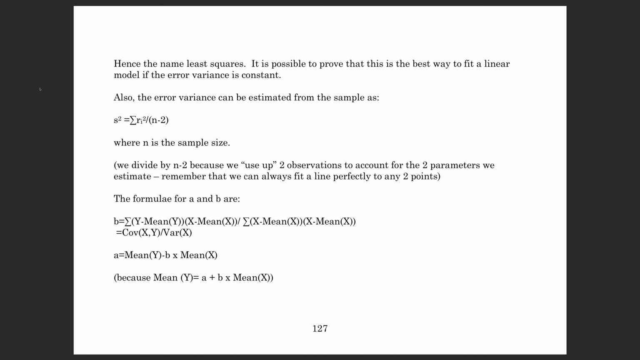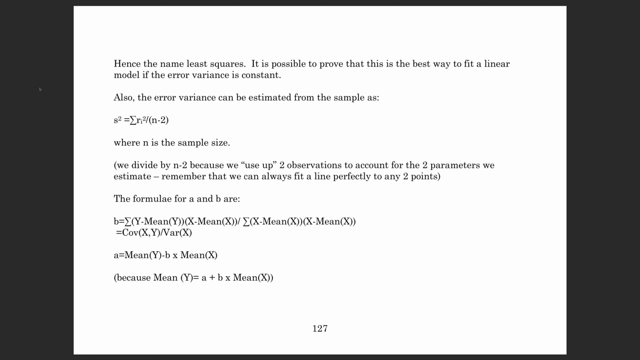S squared will be the estimate of the error variance. It's the sum of the squared residuals divided by n minus 2, where n is the sample size. Now you might say, why are we dividing by n minus 2 and not dividing by n? We can think of it as because we have used up 2 of the observations in order to fit the line. If you remember, in linear algebra we can always fit a line perfectly to any 2 points. Because we have 2 parameters, we need at least 2 points in order to estimate the line. But if we only had 2 observations, we cannot estimate the error variance because it will always fit perfectly to any 2 points.